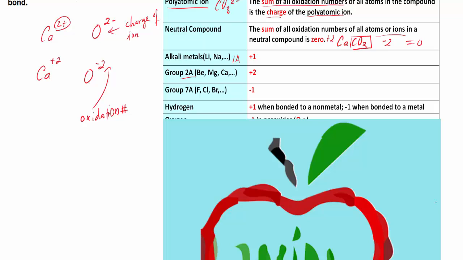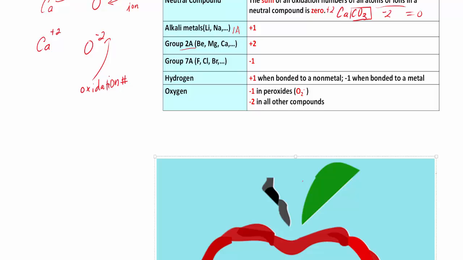Then we have the halogens, group 7A, which need 1 more electron to form 1-. In this case, the oxidation number is -1, which represents that it will gain 1 electron when it forms a bond. Then we have some tricky rules that we have to remember.